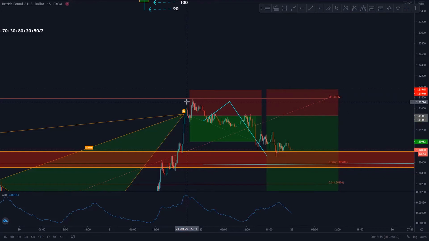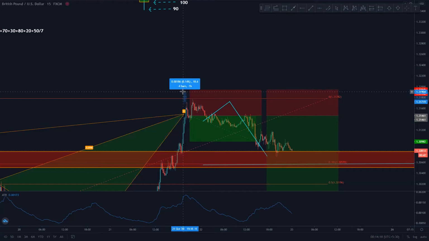It is around 0.00183. So again, let's do it. 183. So let's round it off to 190. So you see 0.00190. All right, 19 pips. So that's the breathing space which I have given for the market, so that it doesn't get stopped out.